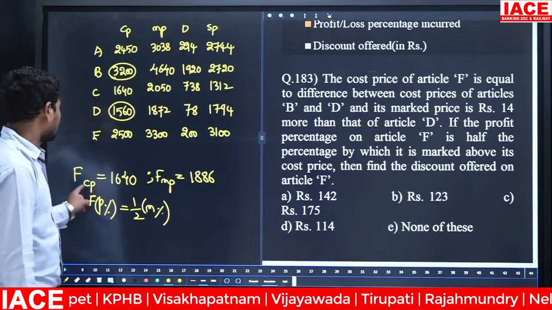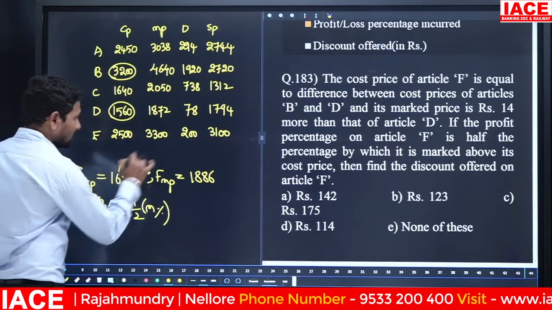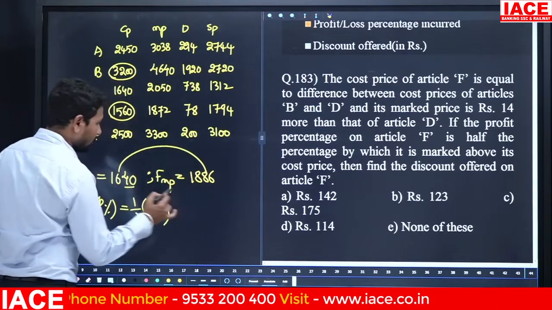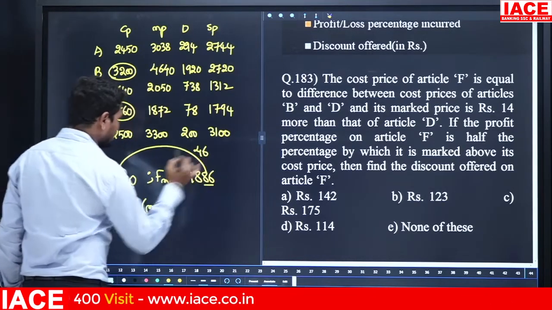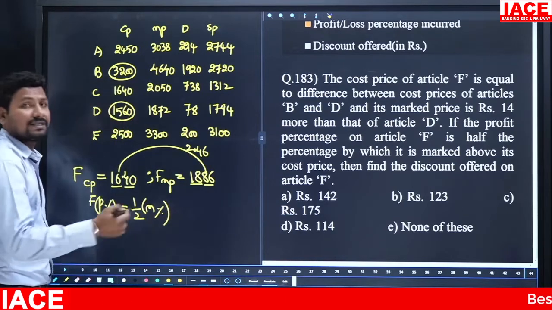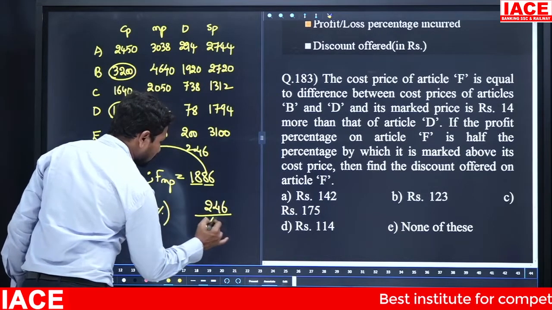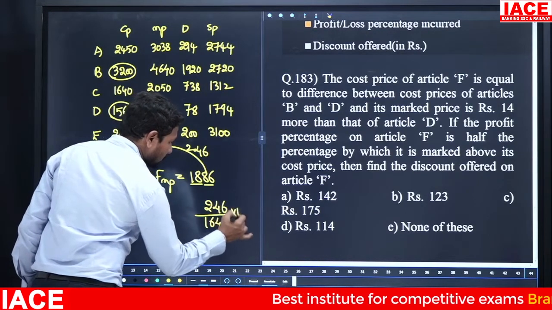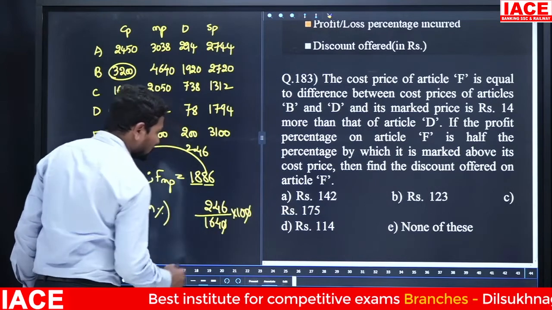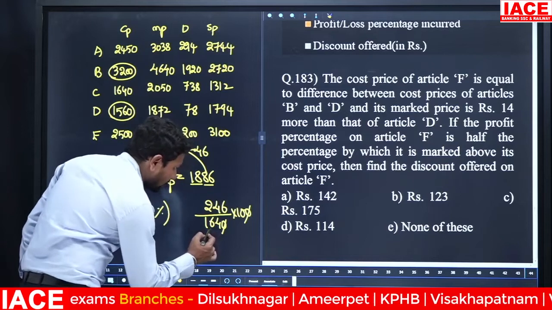Here the CP and MP. How much extra marked? Here 1640 became 1886. 40 became 86, which means how much extra? 46 extra. 16 became 18, which means 246 extra. 246 is marked above. Comparing to 1640, we need the percentage, so multiply with 100. The 0 will be cancelled, and cancel with here 2, how many times?